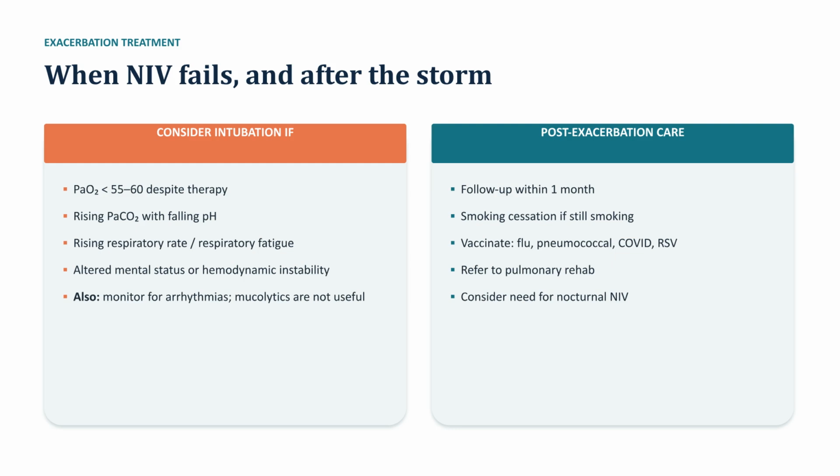After the acute storm passes, prioritize long-term prevention. Arrange follow-up, enforce smoking cessation, update vaccinations, and consider a pulmonary rehab referral. These steps are what keep patients out of the hospital for the next exacerbation.